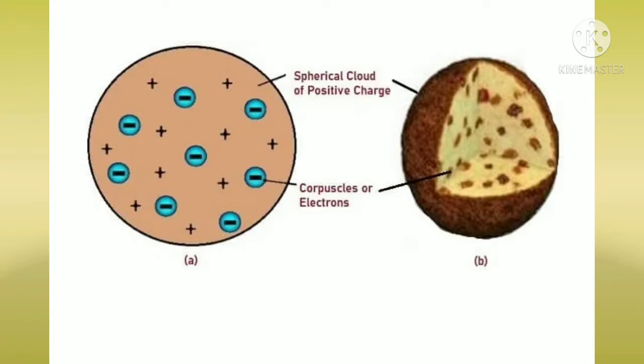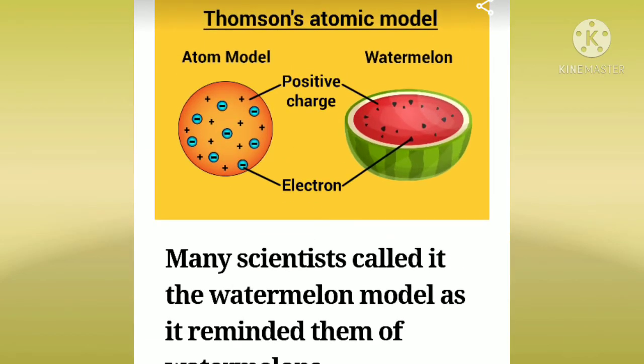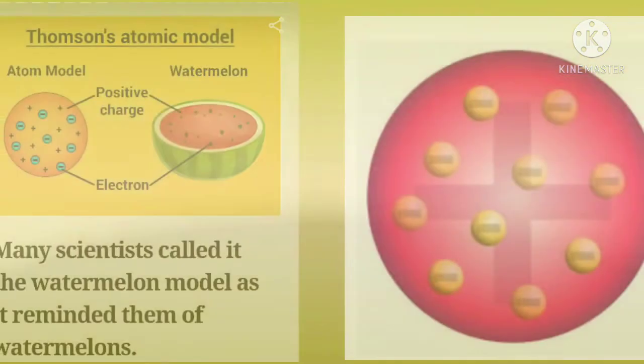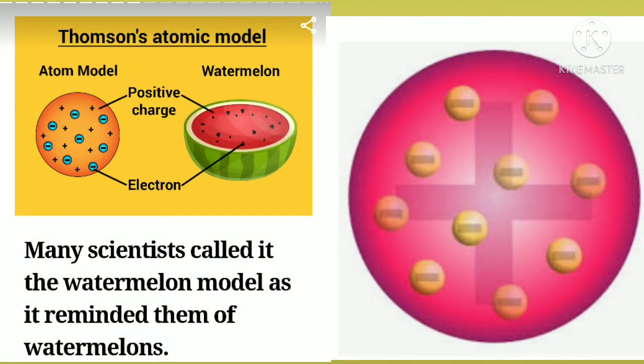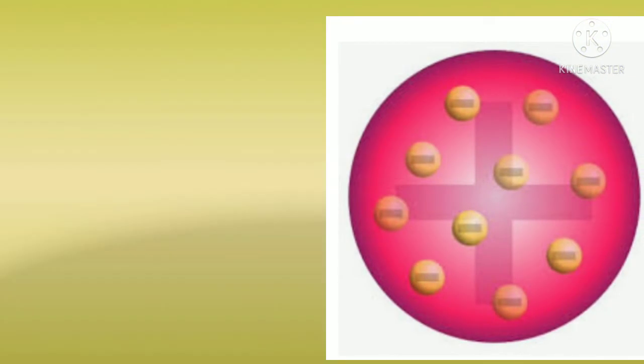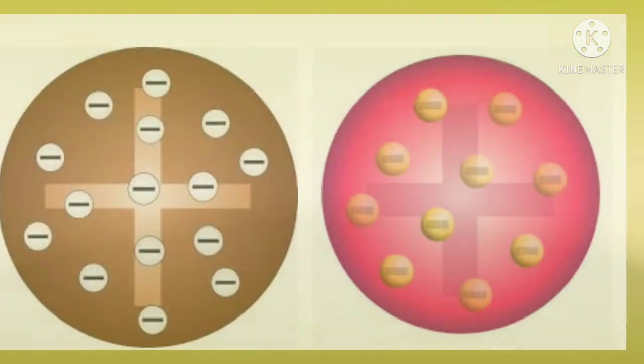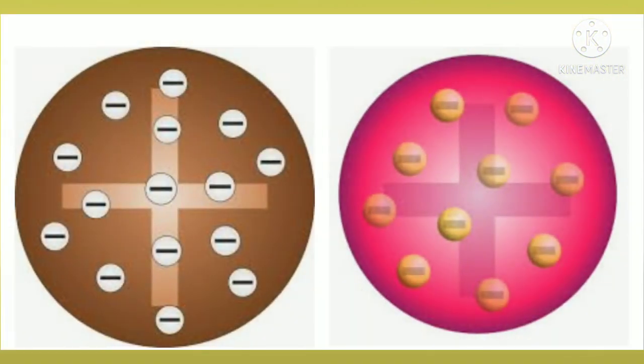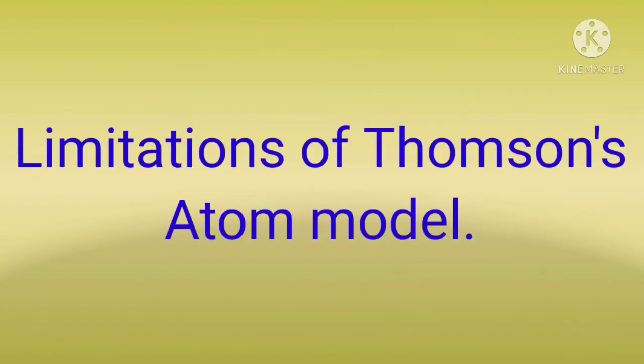Thomson's atom model was also called the plum pudding model or the watermelon model. The embedded electrons resemble the seeds of a watermelon, while the watermelon's red pulp represented the positive charge distribution. This plum pudding atomic theory assumed that the mass of an atom is uniformly distributed all over the atom. Still, we have some limitations of Thomson's atom model.